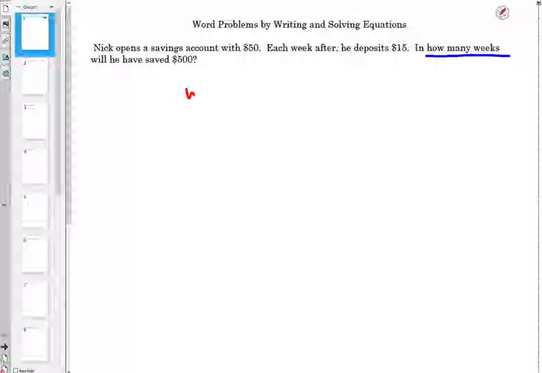So let's start off by saying that W is going to equal the number of weeks. Use an X if you want. If your name starts with an E and you love that letter, you can use an E or a Y or a P or an M or whatever you want. I'll just use W for number of weeks. Now, in order to make that known, I have to come up with a statement of equality. Okay, I'm going to have to use an equal sign.